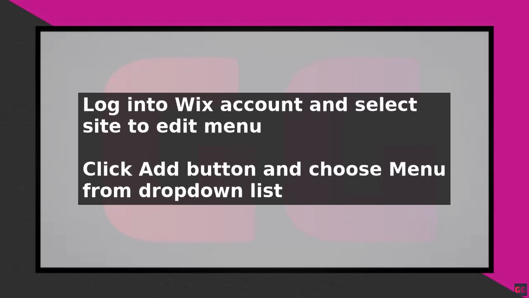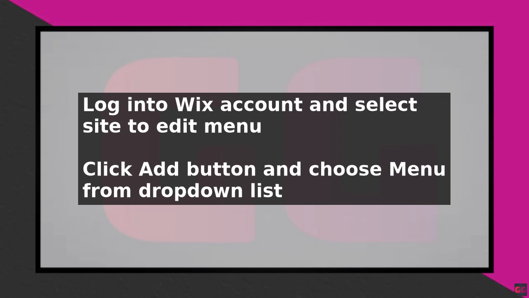To add a themed menu to your Wix site, start by logging into your Wix account and selecting the site you want to edit. Click on the Add button at the top of the page and choose Menu from the drop-down list. This will open the Menu Settings panel where you can customize your menu.